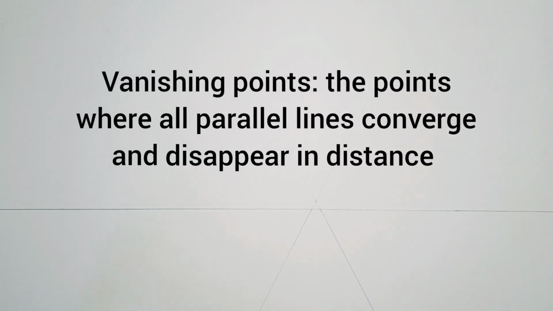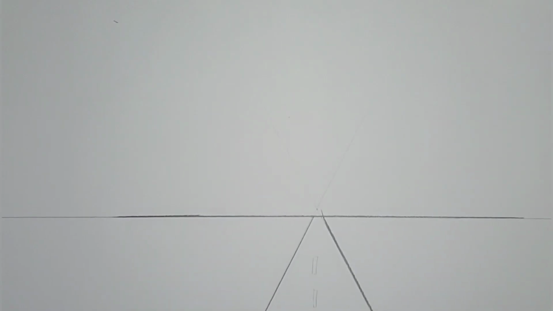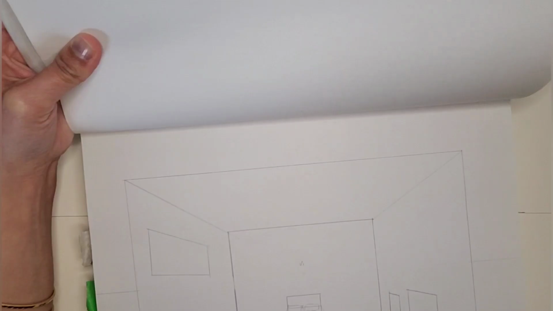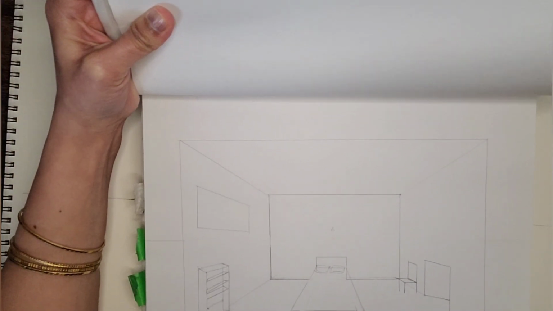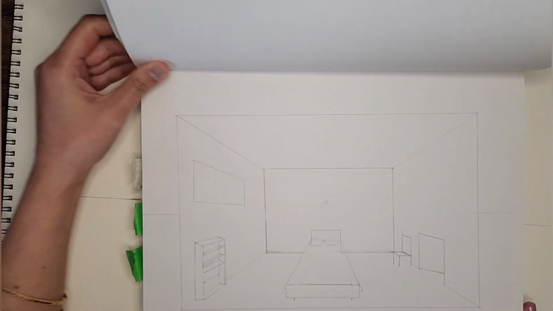The vanishing points are referred to as the points on the horizon line where all parallel lines seem to converge and disappear into the distance. These points are crucial in creating the illusion of depth and perspective in drawing. So here's an example of my one-point perspective drawing. Here's another example of a one-point perspective drawing.